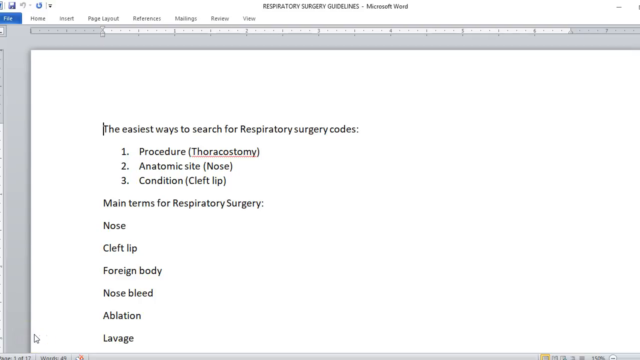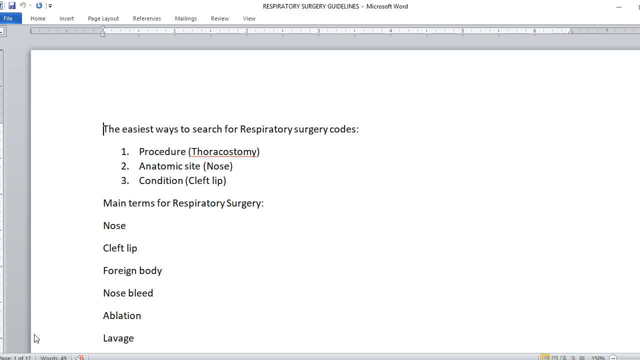Hello coders, today we're talking about respiratory surgery coding for CPT. Like we found with integumentary and musculoskeletal, we will also find the three easiest ways to search for these codes. The first one is by the procedure name, like a thoracostomy. We can look up the phrase thoracostomy.